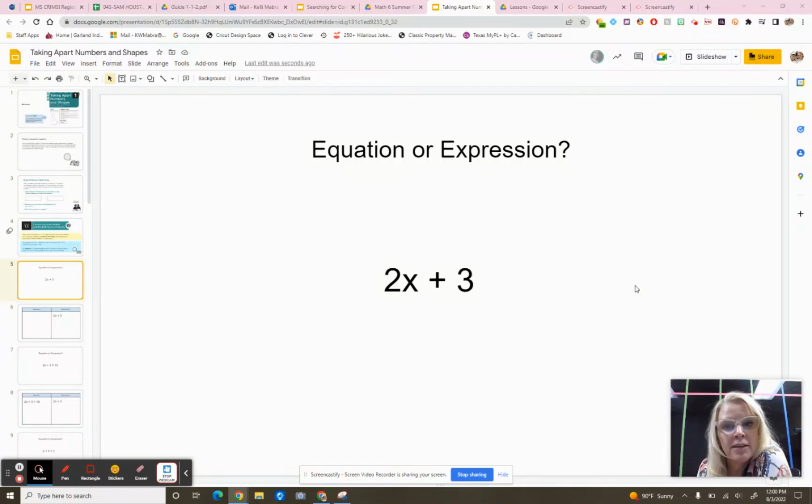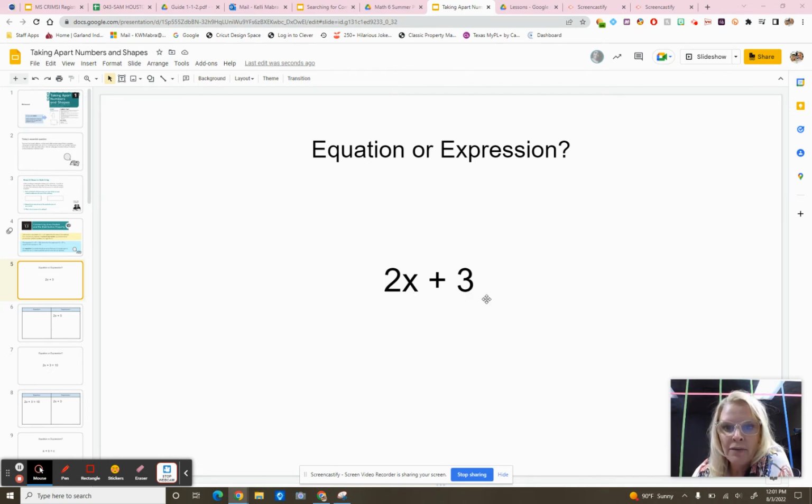Right, so for the next several slides, what we're going to do is determine if what you see is going to be considered an equation or an expression. Okay, so what I want you to do is look right here. We have 2x plus 3.